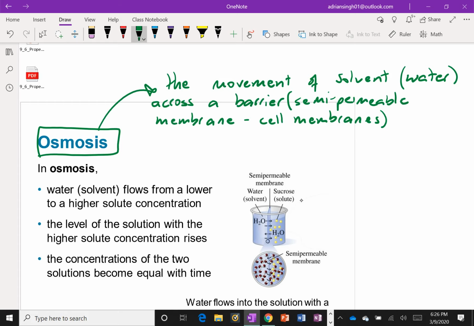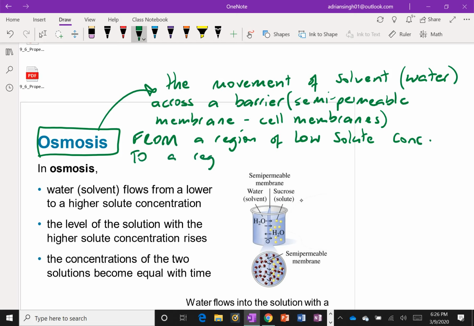So, osmosis is the movement of solvent, typically water, across a barrier, which we'll call a semi-permeable membrane. The direction in which water moves, though, is the important thing. It moves from a region of low solute concentration to a region of high solute concentration. All right, that's how water is going to move always.